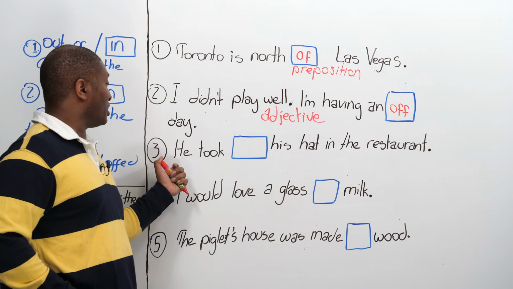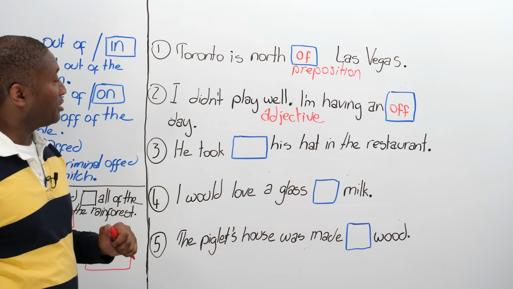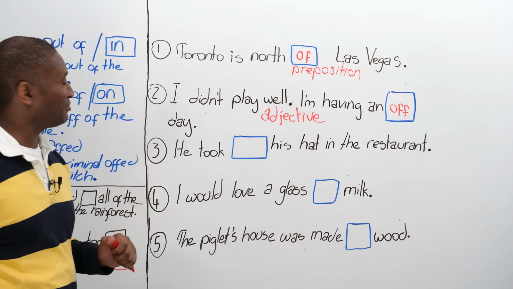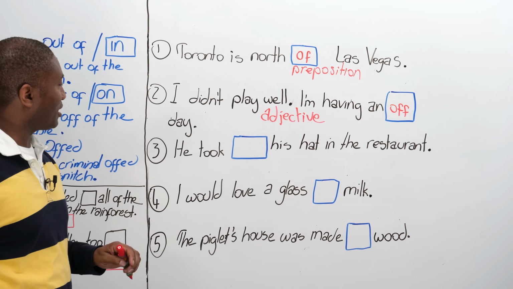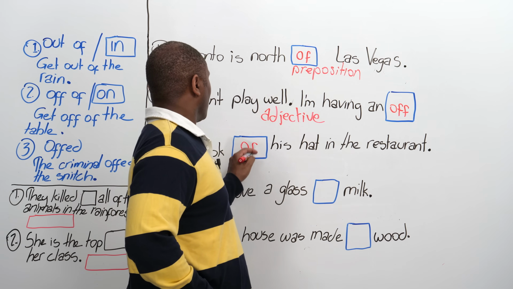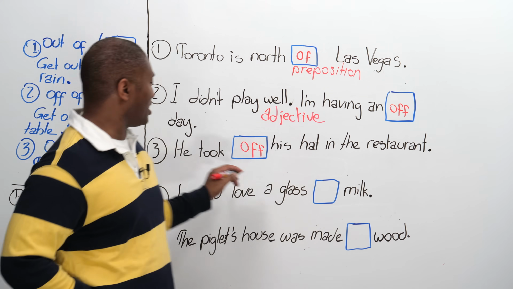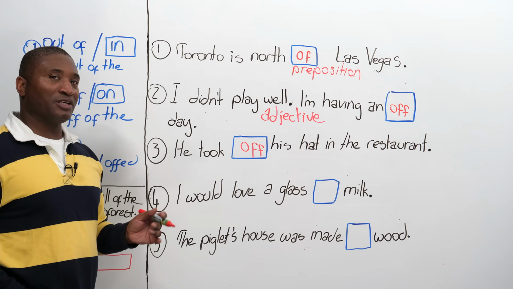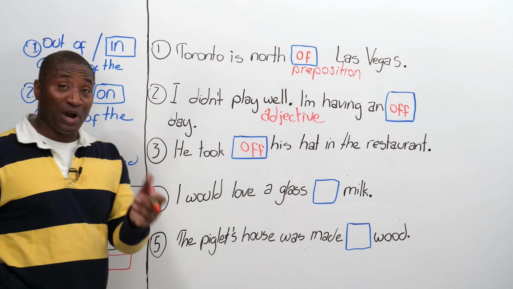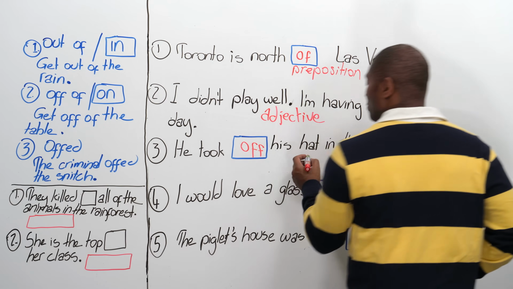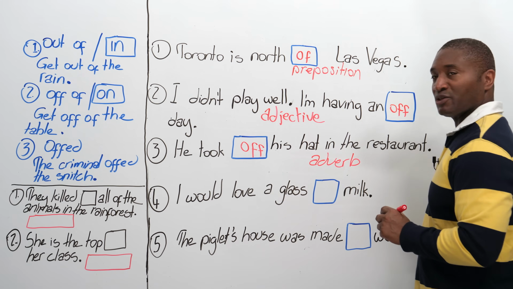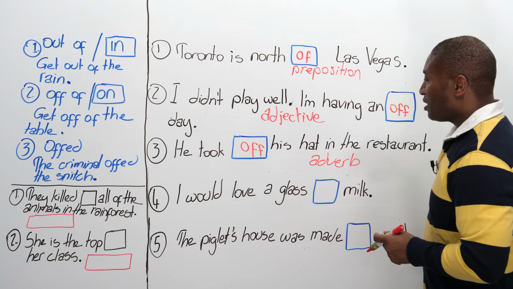Let's do number 3. He took off his hat in the restaurant. Ooh, it's an ugly sentence. So what did we say? He took off his hat in the restaurant. Took off. Now, what is that? To take off your hat, that would be what? We did an example earlier. That's right, to remove. And removing is a way of doing something, a verb describing. So it would be an adverb. Oh, I like this. We're getting there.